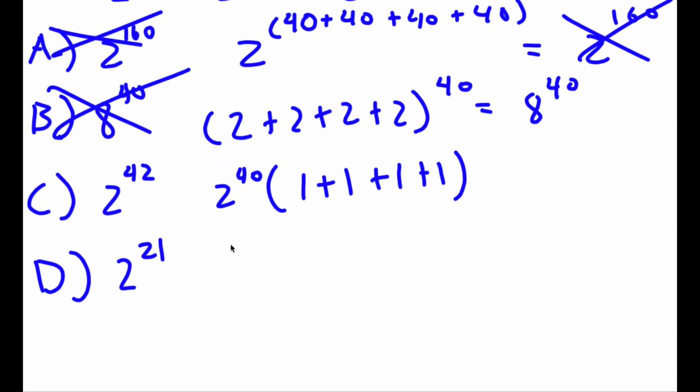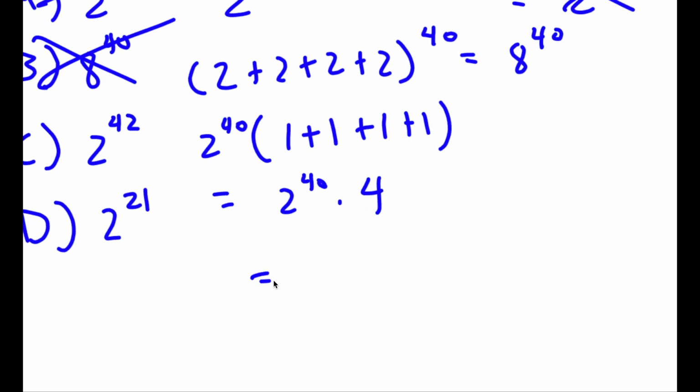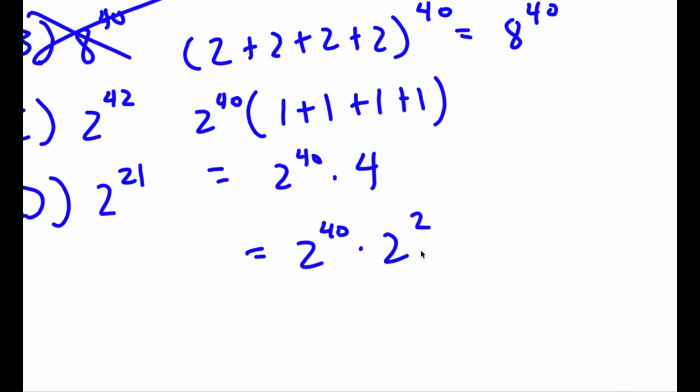Now, by simplifying with parentheses, 2 to the power of 40 times (1 plus 1 is 2, 2 plus 1 is 3, 3 plus 1 is 4). So I have 2 to the power of 40 times 4. Now 4 is the same thing as 2 squared, so now I have 2 to the power of 40 times 2 squared.